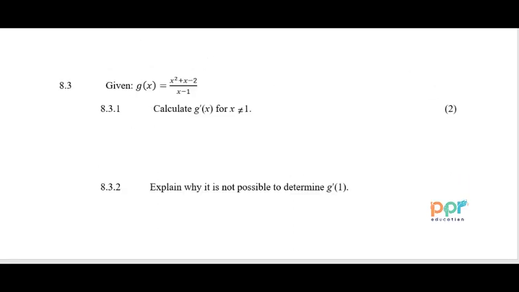And then 8.3: they give me the graph of g with respect to x equal to x squared plus x minus 2, all divided by x minus 1. So they want me to find the first derivative of g with respect to x where x is equal to 1. I will explain why x is equal to 1, because this question was asked below.